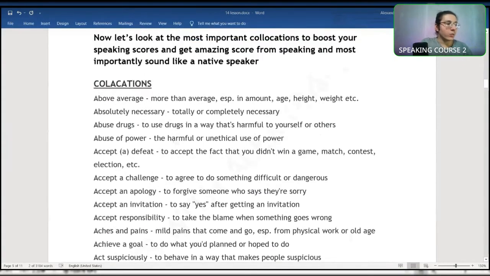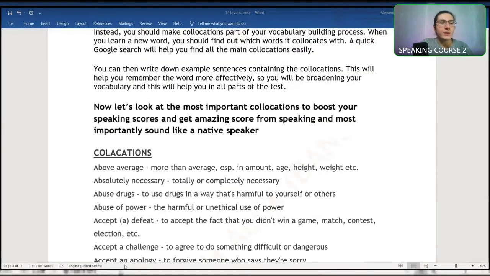I guess we can do this. I'm going to be going through the whole list, and I'm going to be giving you examples myself of how they're used, what they're used for, different situations when they're used, and giving you some sentences with these words. Let's get into it.